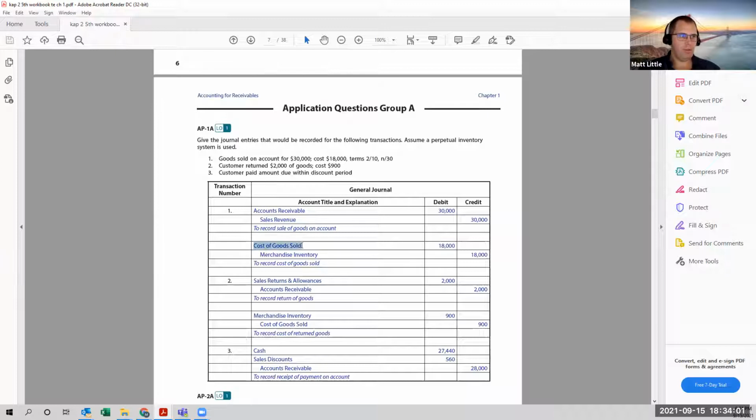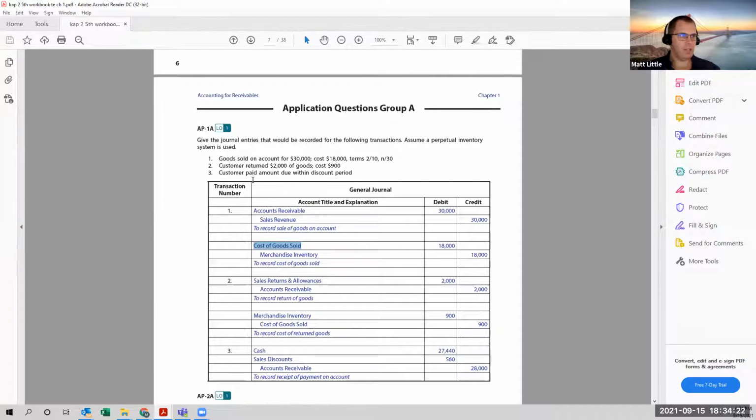So in this case, we have a debit for our cost of goods sold, so the expense account COGS for $18,000, we're told is the cost. And we'll credit our merchandise inventory for $18,000. That's to record those costs of goods. So we have a gross profit in this situation of $12,000. So we sold for $30,000, cost of $18,000.